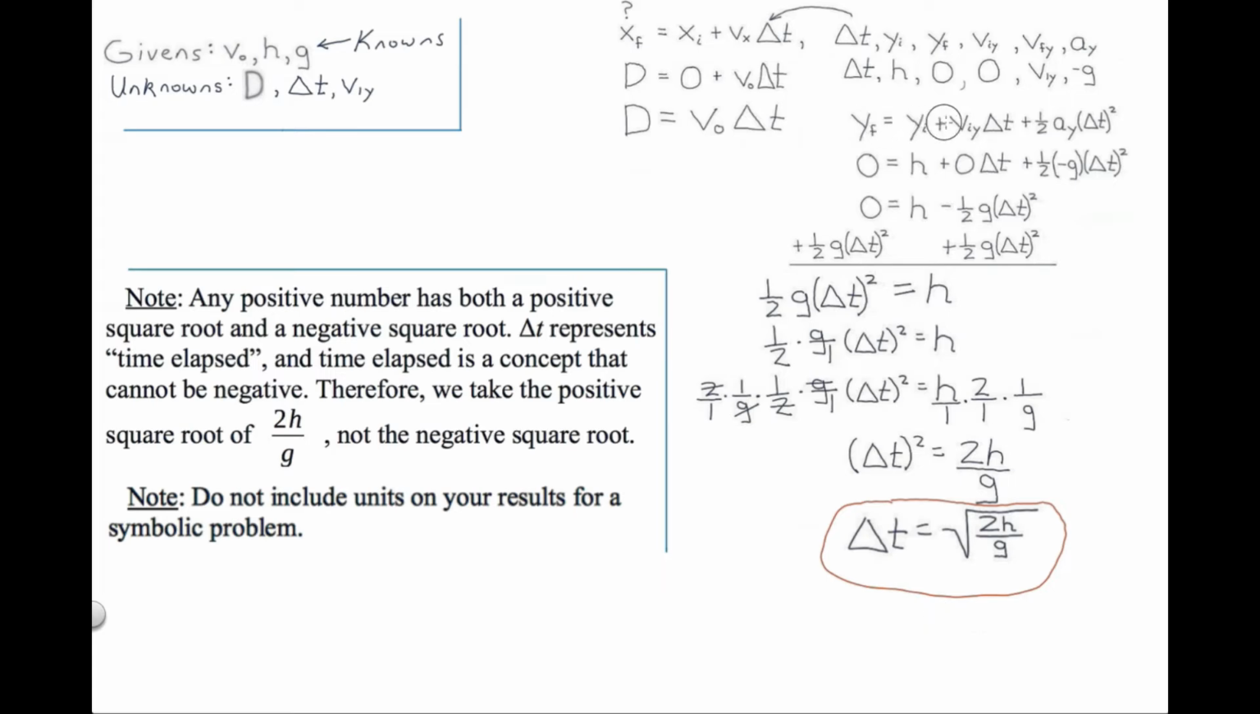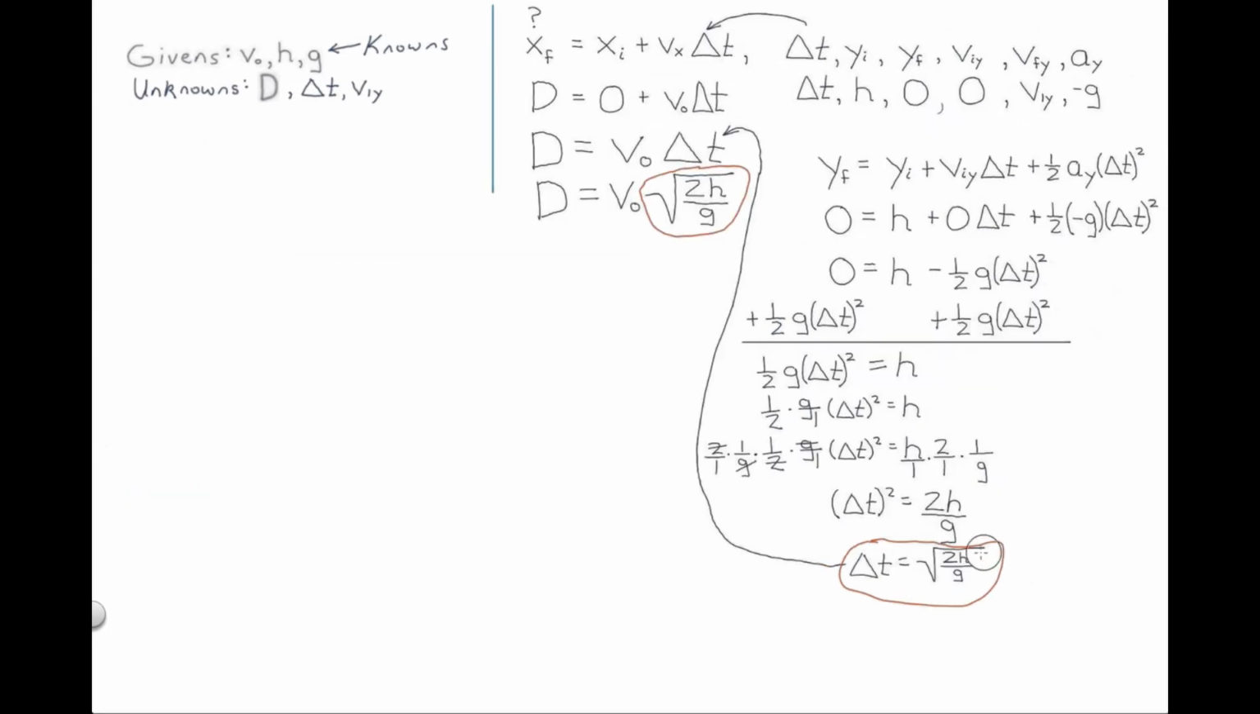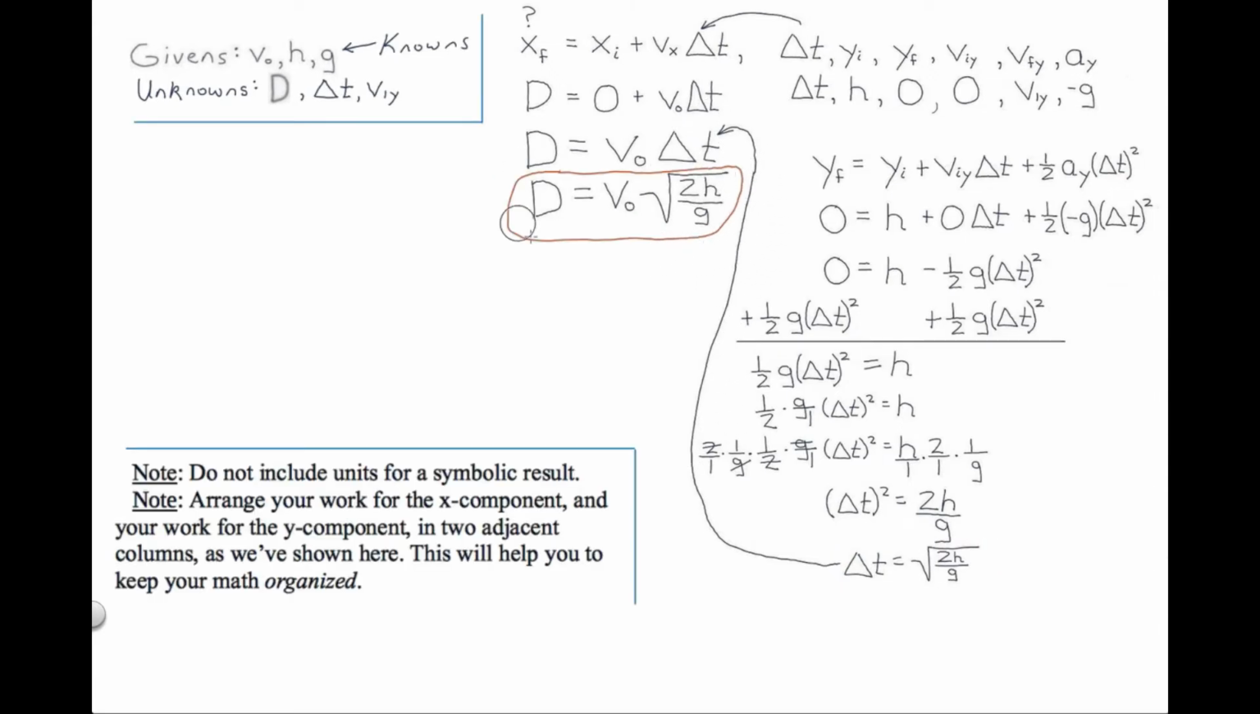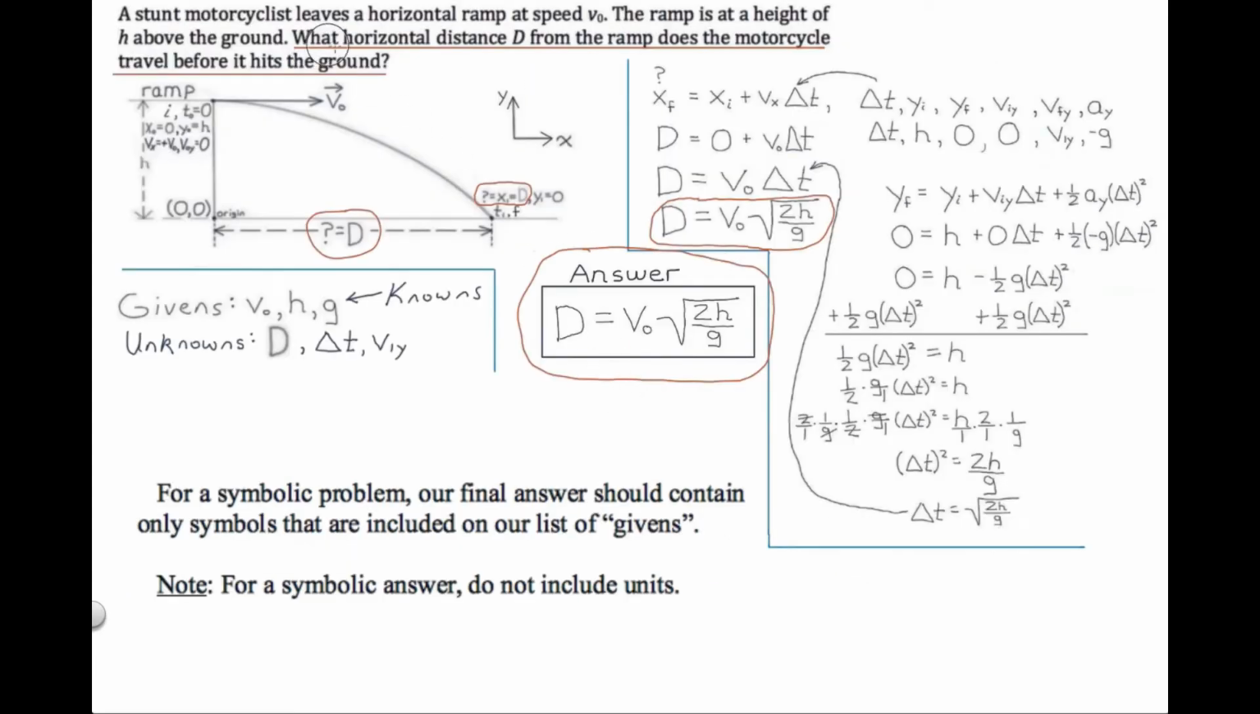We've used a kinematics equation for the y component to determine a result for delta t. Next, we substitute that result for delta t into the kinematics equation for the x component. We get the result that capital D equals v sub naught times the square root of 2h/g. Remember that our goal was to determine capital D. Now we're ready to answer the question. Our answer is that capital D equals v sub naught times the square root of 2h/g.